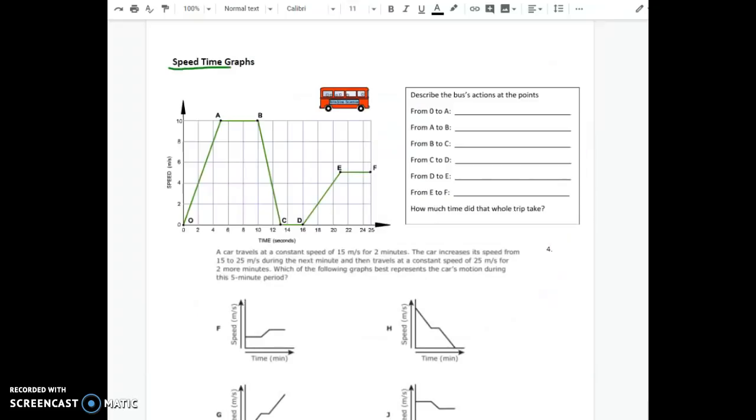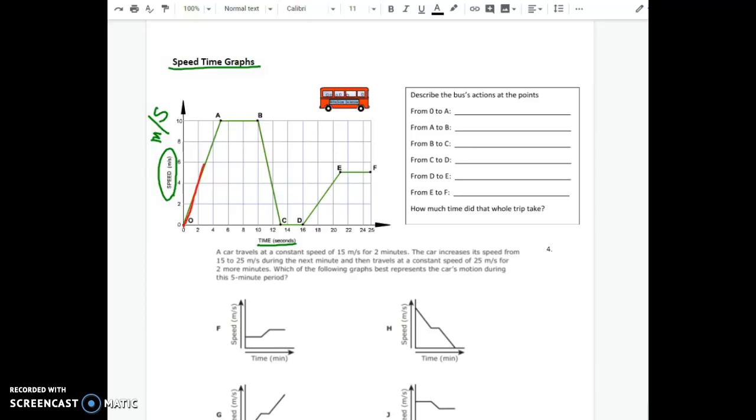Okay, now let's look at a speed time graph. This is different from the distance time graph. This one has speed on the y-axis. We still have time on the x-axis. The speed's unit in this particular graph is meters per second, and the time is in seconds. So let's look and see what's happening here.